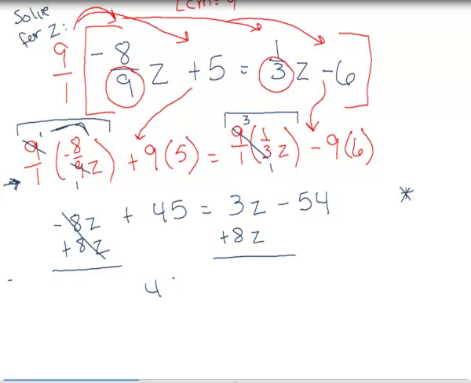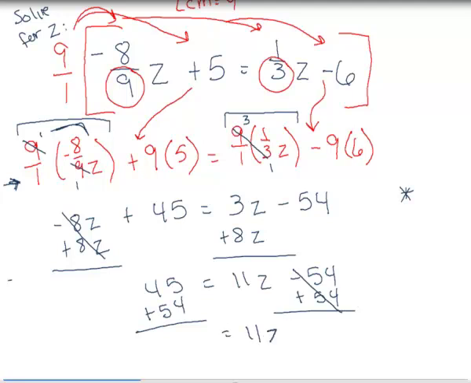So now I have 45 equals 8 plus 3 is 11, I have 11z minus 54. So since I'm solving for z, I have z all over here on the right. I need to get this 54 off of here. What should I do? I'm going to add the 54 to both sides using the opposite operation. So these are canceled now. I have 11z equals 99. How nice for us.